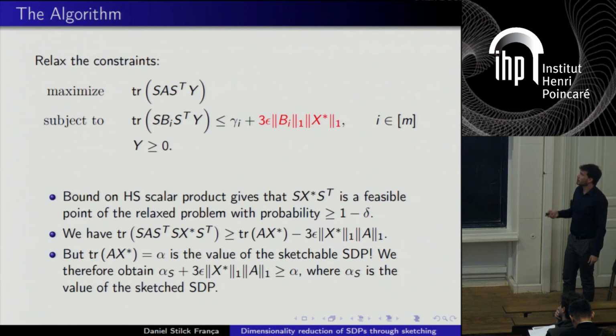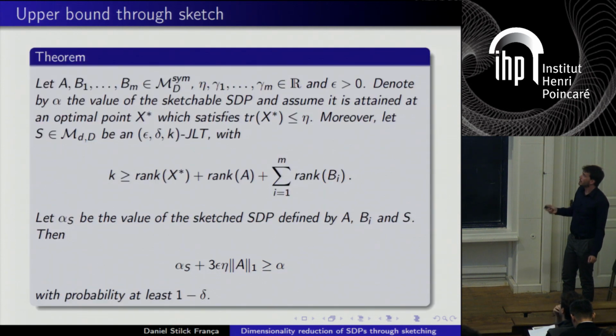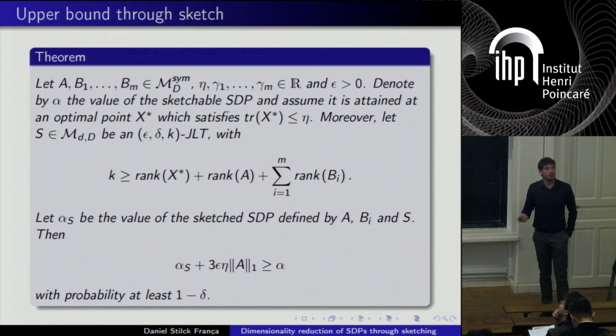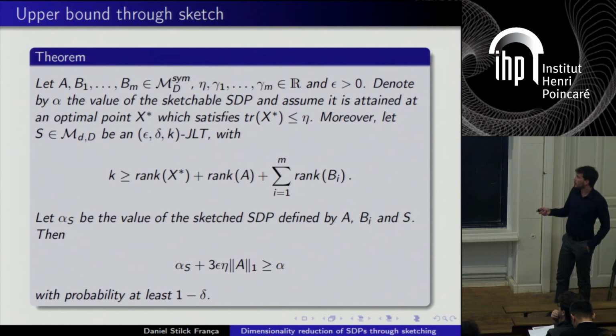Okay, so with this we clearly get upper bounds, and this is the statement of the theorem. So don't be too scared. It's a very long statement, but it's essentially what we just proved. That if you know the trace norm of your B_i's, and you know you have a bound on the trace norm of some optimal point, then you get an upper bound of this form on the value of your SDP.